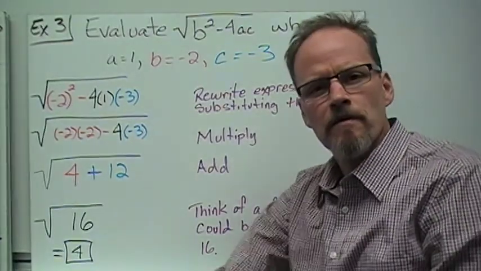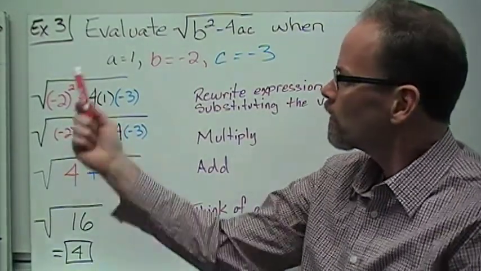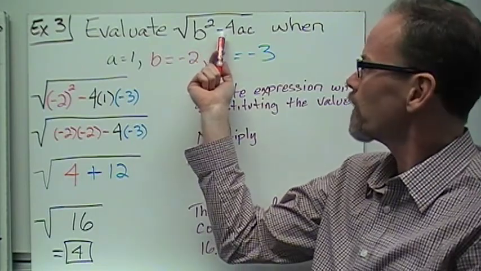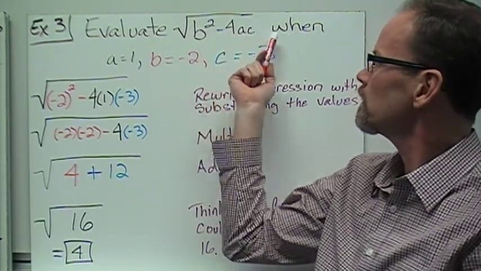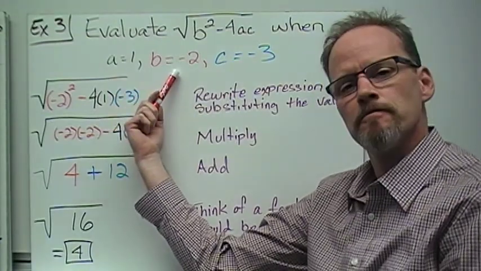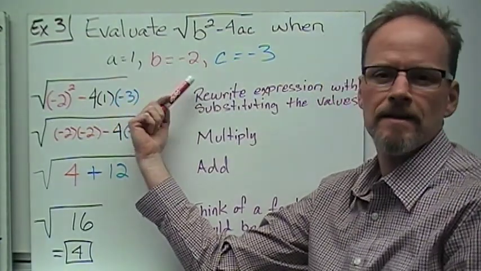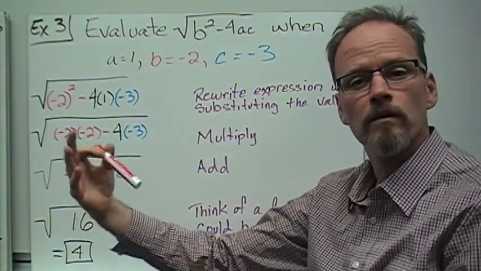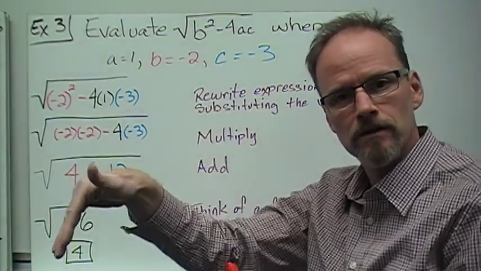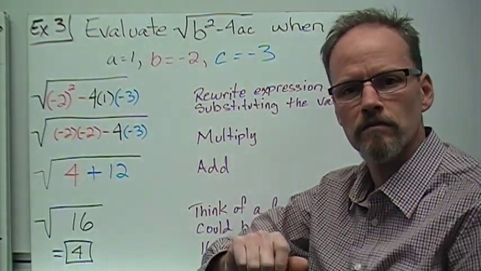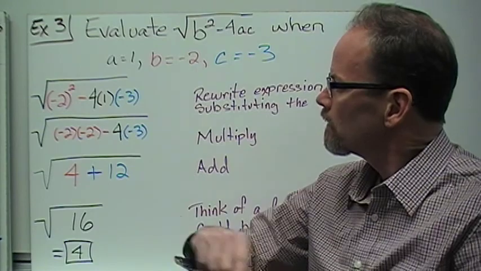Okay, our last example for this video. Evaluate the square root of b squared minus 4 times ac when a is 1, b is -2, and c is -3. A case where we're going to evaluate, substitute in, and simplify or solve the problem. Here's how we do it.